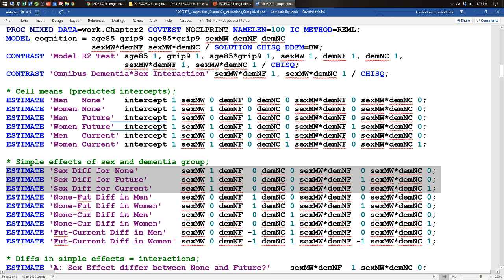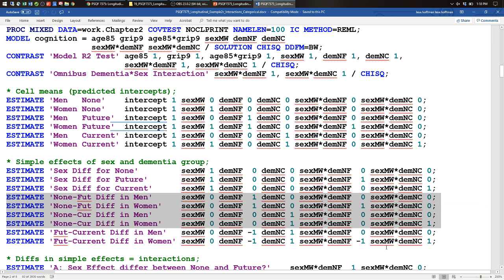Going the other way, this one, let's do just these two right here. This is spinning it the other way. This is the dementia group difference between none and future for each gender. And so here, the main effect of gender is gone. We need the none versus future main effect to be started off, and then we need to turn it on for women in the second case. Likewise, this one, none versus current in men is the first line. Turn it on for women in the second line.